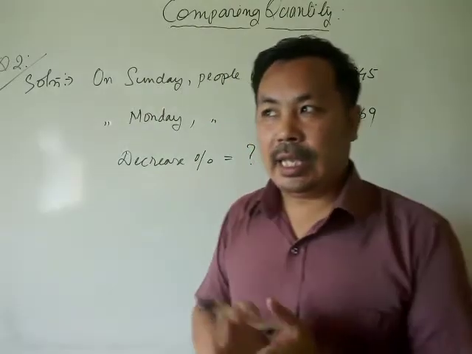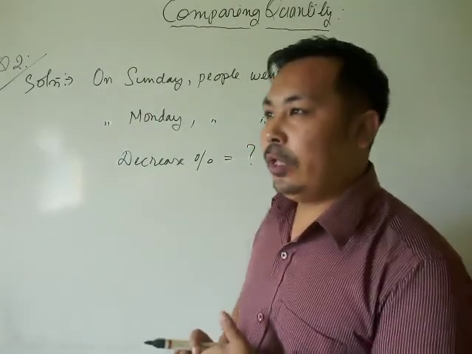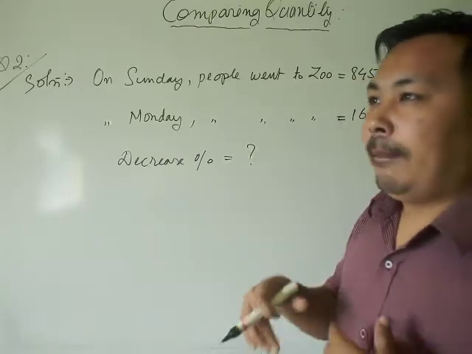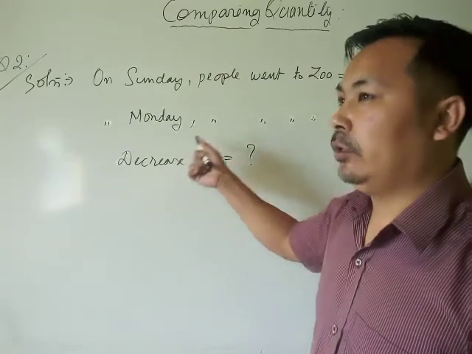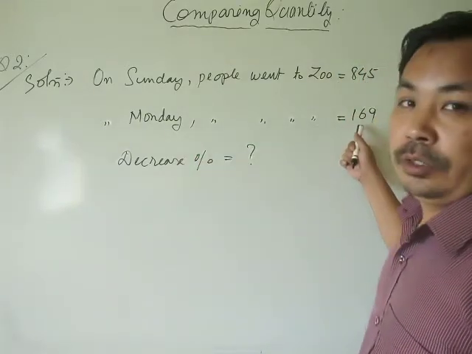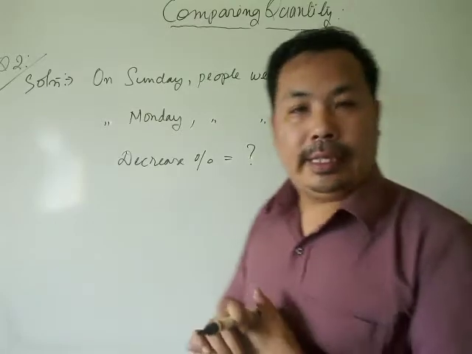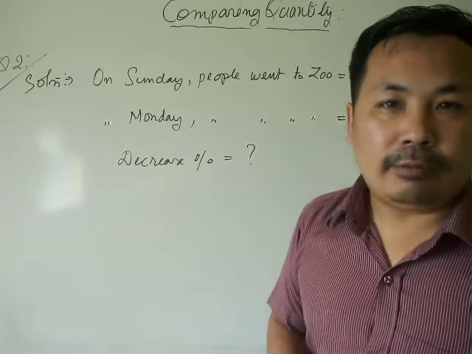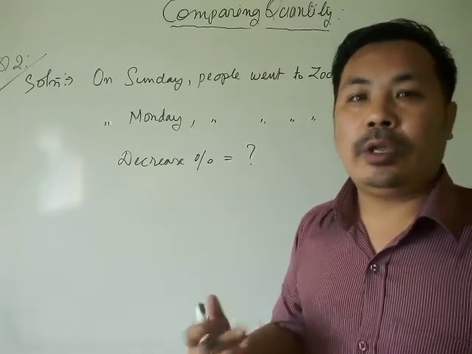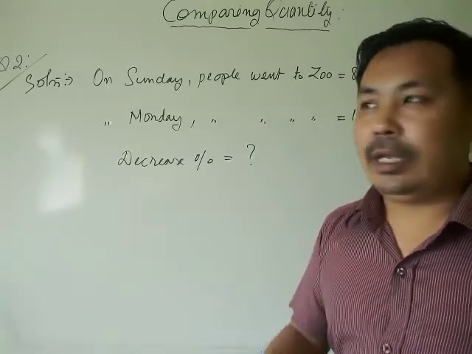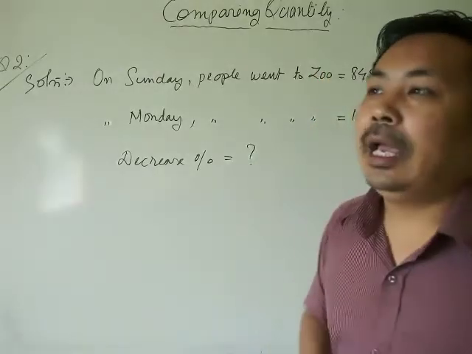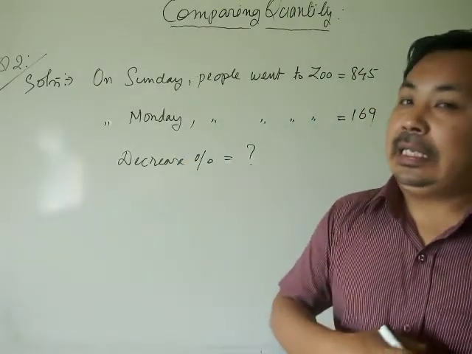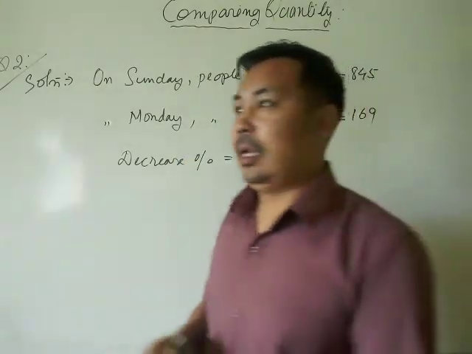The question is saying that on Sunday the number of people who went to the zoo is 845, and on Monday, the next day, the number of people who came to the zoo is only 169. That means the number of people decreased on the next day. So the question is asking you to find the decreased percentage of people going to the zoo. For this, first of all, we need to find the decreased number.